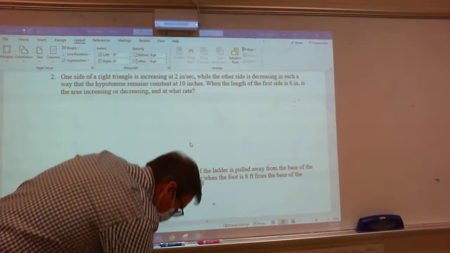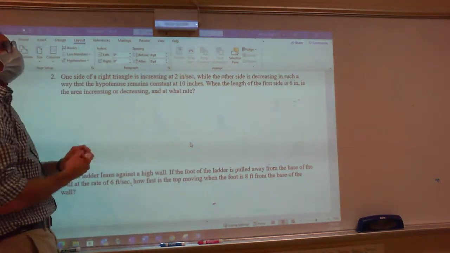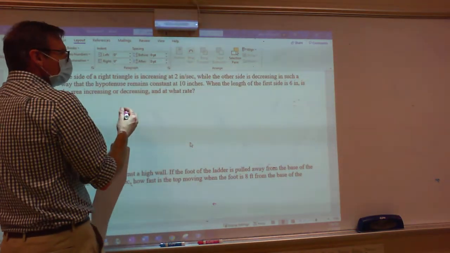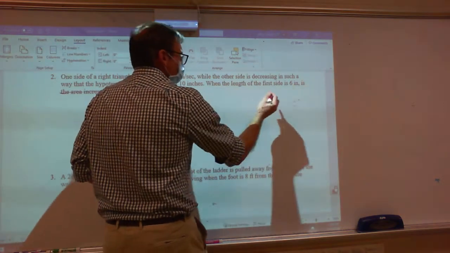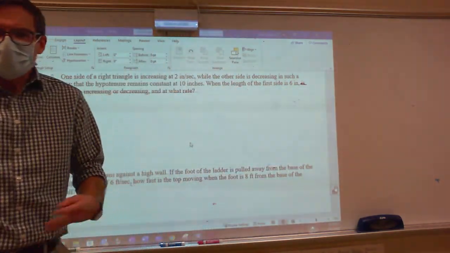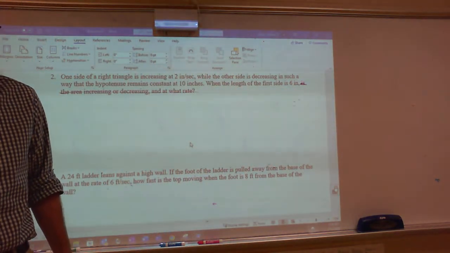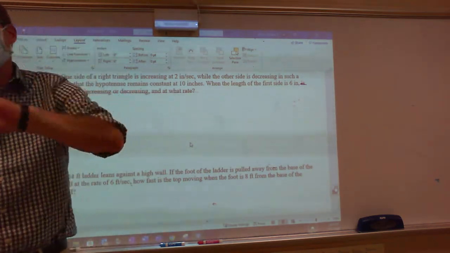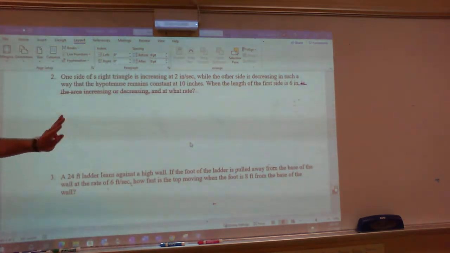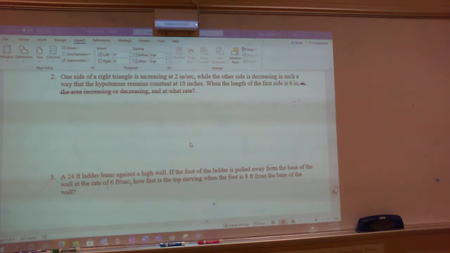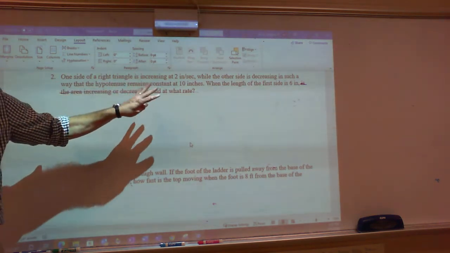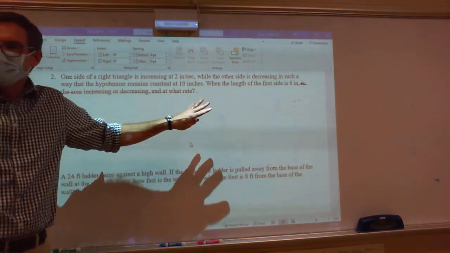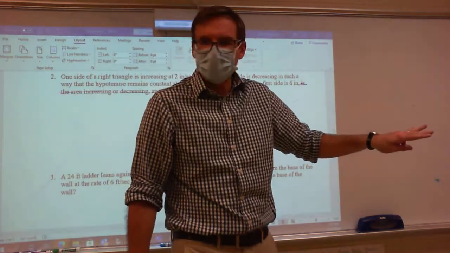Like if I look at this whole thing and I just ignore this little last bit, then I know what to do, don't I? So let's ignore that last bit. I don't like dealing with it. We're going to ignore the last bit. It says one side of a right triangle is increasing at 2 inches per second while the other side is decreasing in such a way. Can we interpret that information? Because that looks just like the other problems we did.